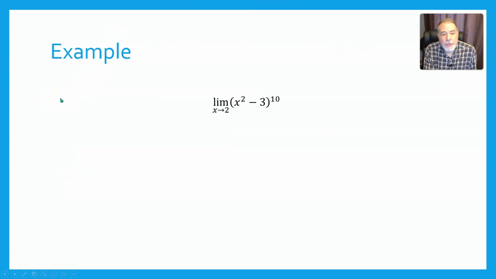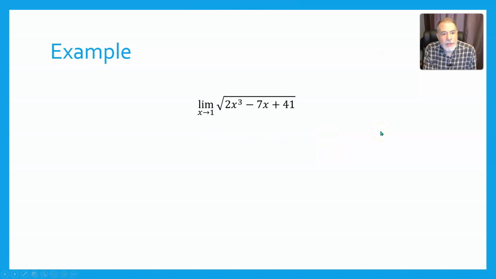So for example, the limit as x approaches 2 of (x squared minus 3) to the 10th power would be the limit as x approaches 2 of x squared minus 3, and then you take that limit and raise it to the 10th power. Well, as x approaches 2, x squared minus 3 would be approaching 2 squared minus 3. 4 minus 3 is 1, and so 1 to the 10th power is 1.